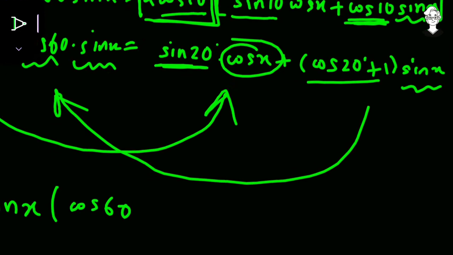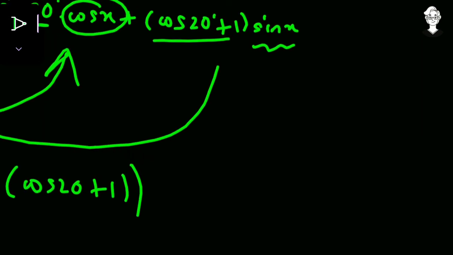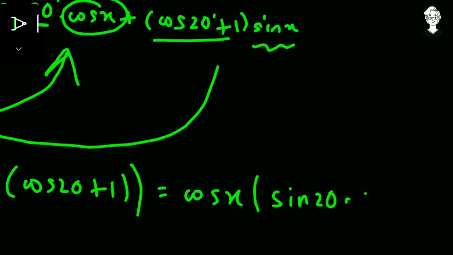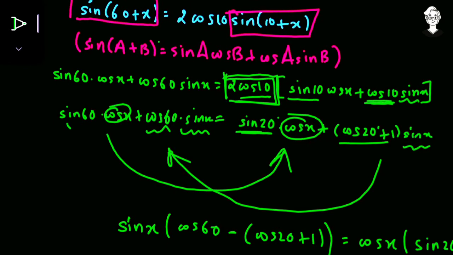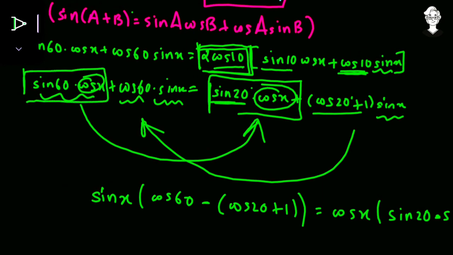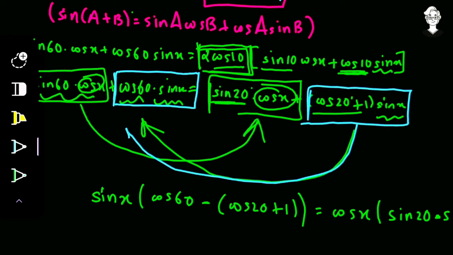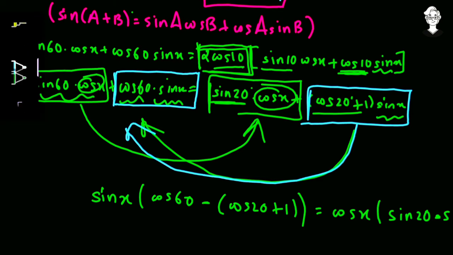When this comes over there as a minus, so minus of cos of 20 plus 1, and I have just taken the sin x directly common, and that equals cos x into sin of 20 minus sin of 60. Yes, minus, because sin of 60 into cos x gone over there, so it becomes negative. From both these terms, I have taken the cos x common out, and similarly when cos 60 sin x was there and this shifted over here, it becomes negative, and after that I have directly taken the sin x common.